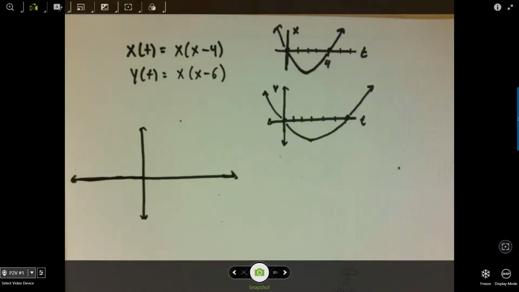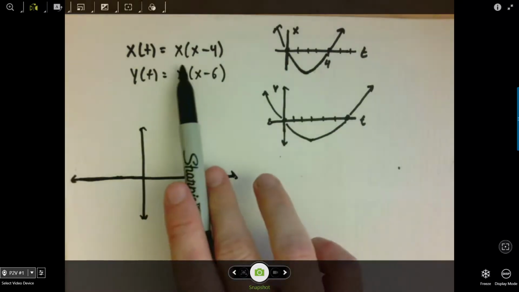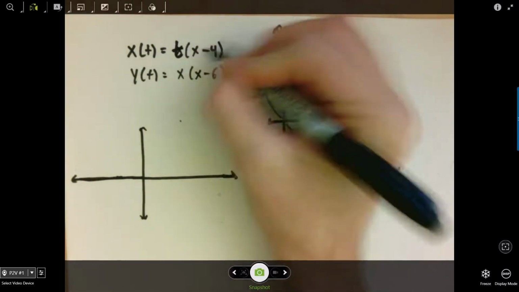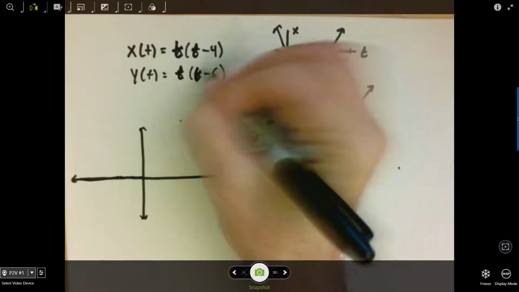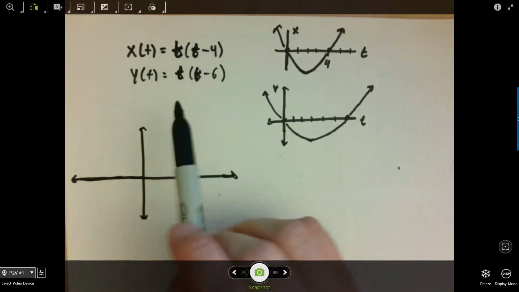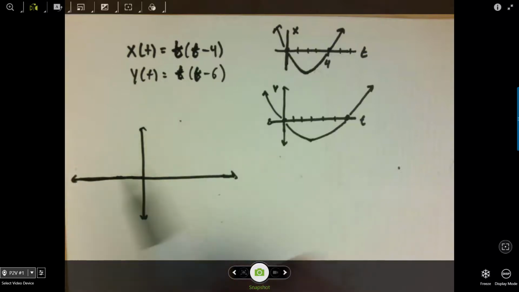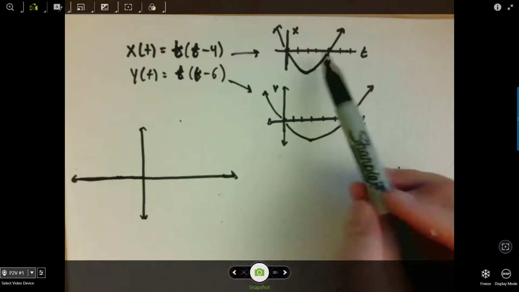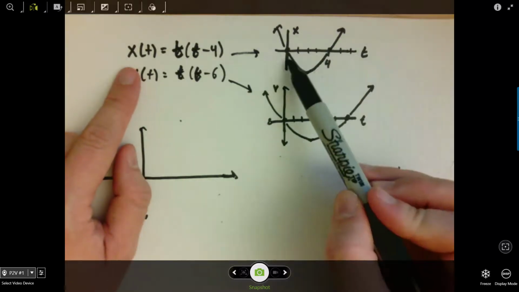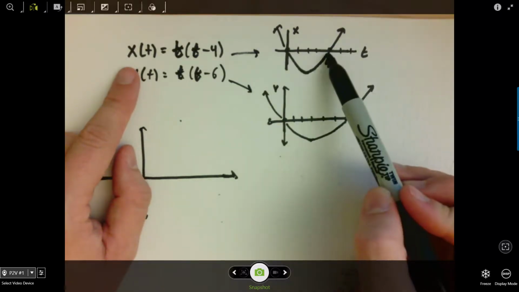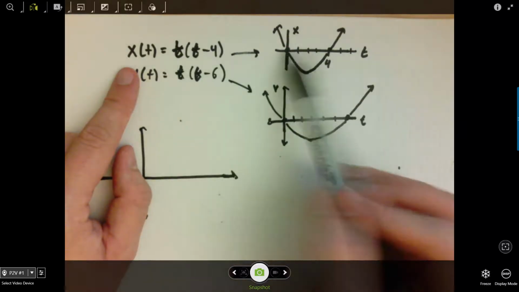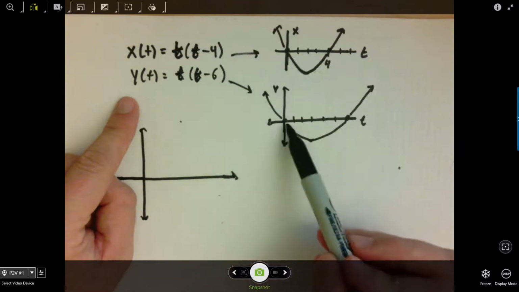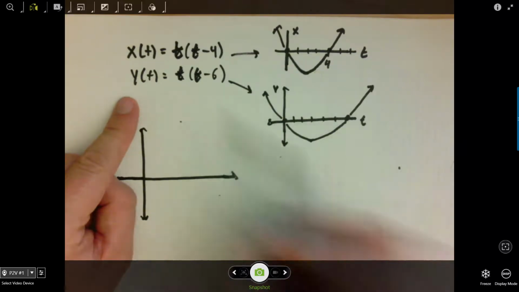Let's do one last example. Let's say x is t times t minus 4, and oh, sorry, these are all t's. It's getting late at night. x is t times t minus 4, and y is t times t minus 6. If I graph each of these separately, they look like this. For the x-coordinates, I know that when t equals 0 and when t equals 4, the x-coordinates are going to be 0, because those are the roots of this equation. Same thing for the y-coordinates: when t is 0 or t is 6, that's where the y-coordinates are 0.